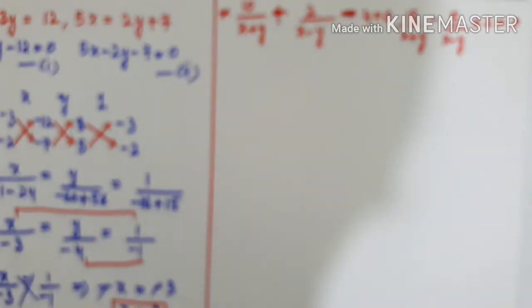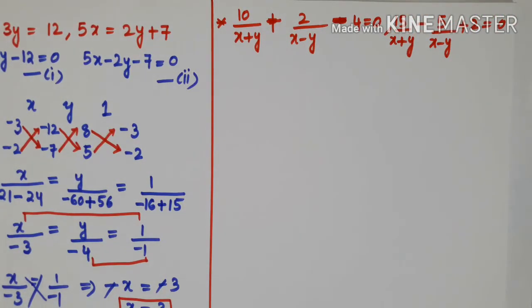Now let us go to the next question. So here your next question is 10 by x plus y plus 2 by x minus y minus 4 equal to 0. Then 15 by x plus y minus 5 by x minus y plus 2 equals to 0.